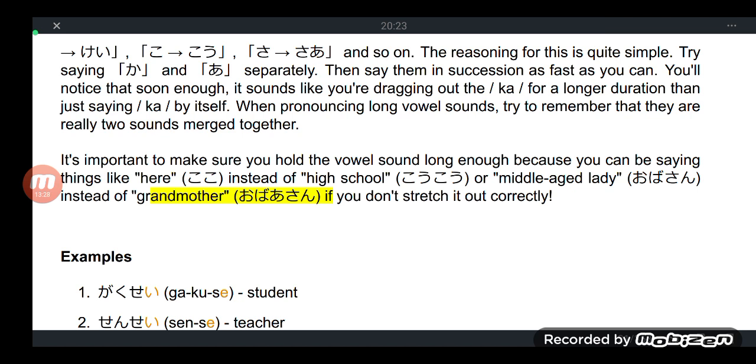So the listener might construe it, or might understand it, as you meaning the aunt, the sister of your mother or father. But if you are careful to prolong the ba, it means grandmother. So vice versa: if you want to mean grandmother, you prolong the ba, obaasan. If you want to mean aunt, then don't prolong the ba, just obasan.